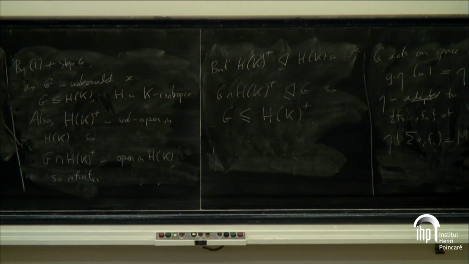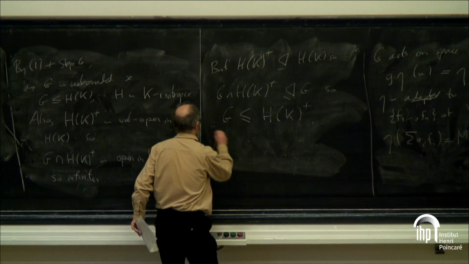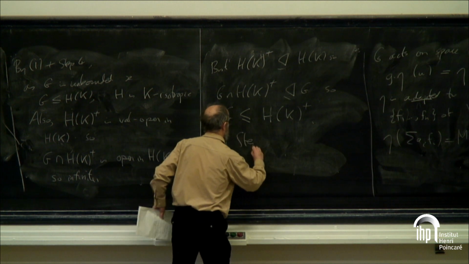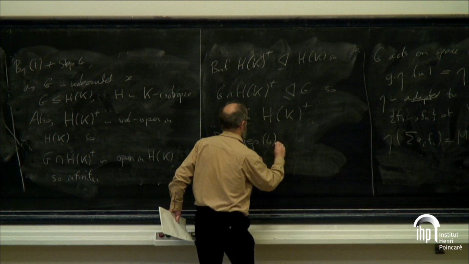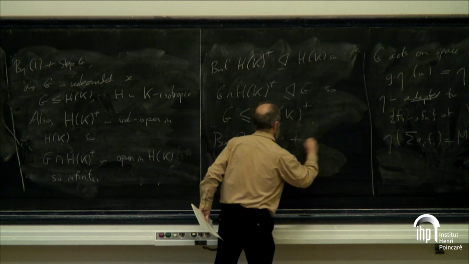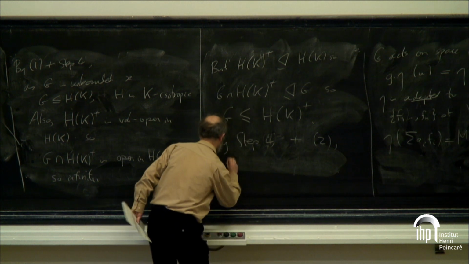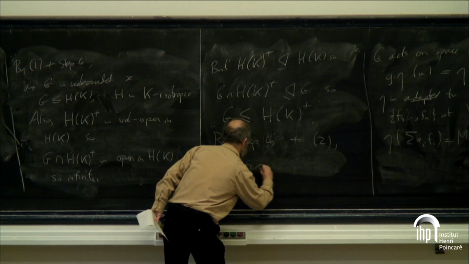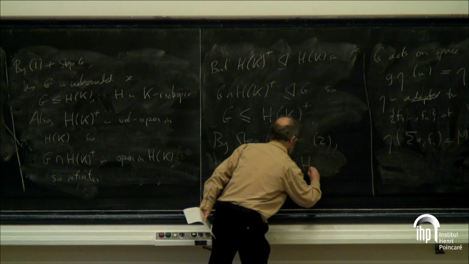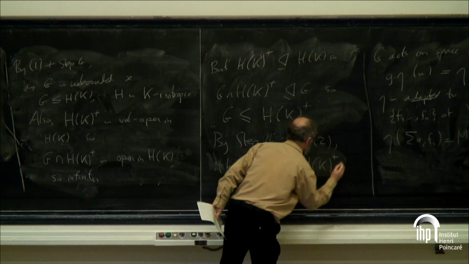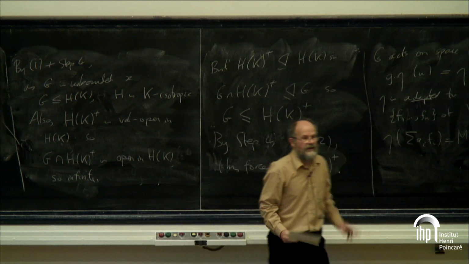But now we apply the second part here. If this was a proper containment, then G would be bounded, which we know is impossible by step 4. So by step 4 plus the second result from the Prasad paper, this forces G equals H of K plus. Okay, I'll stop there. Thanks.